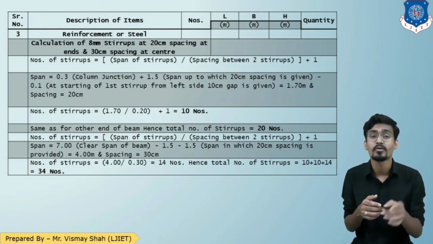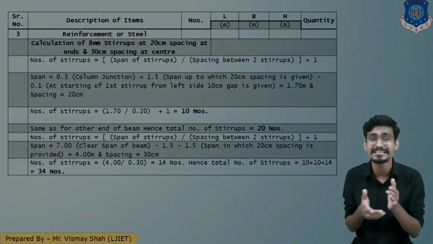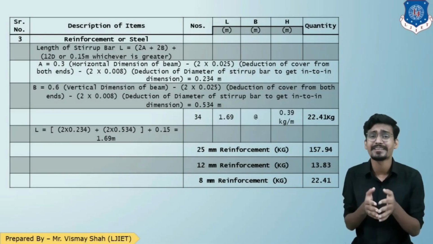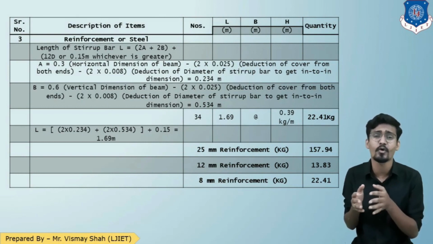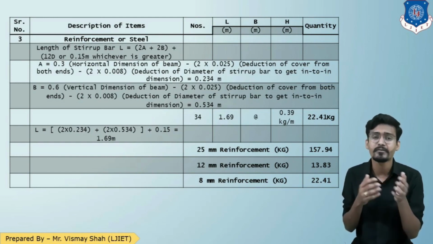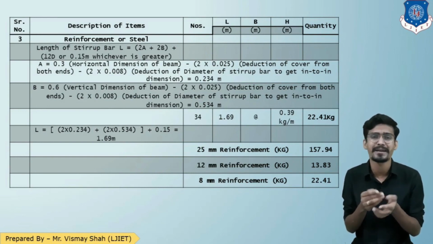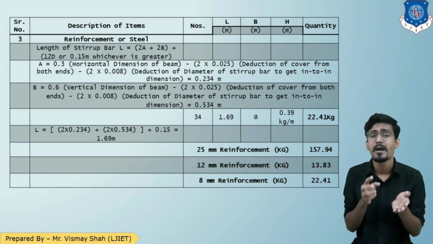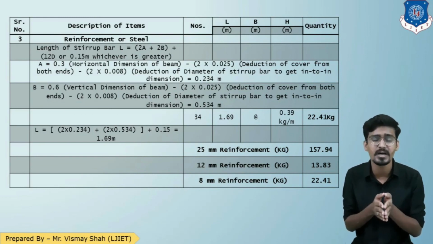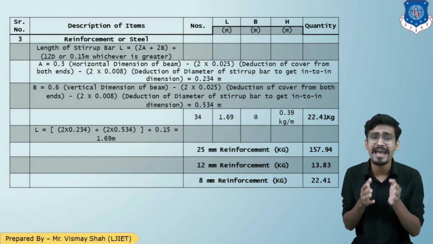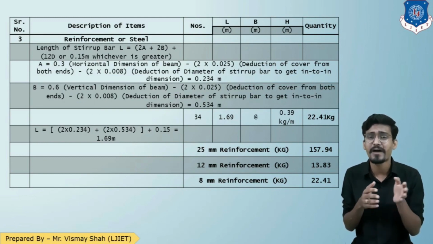Now we need to find out the length of the stirrup bars. Let us see. We know the formula for the length: 2a plus 2b plus 12d, or 24d if there are two sides, or 12d or 0.15 meter, whichever is greater. Now we need to find out A. A is the vertical total depth of the beam minus 2 times cover minus 2 times the diameter of stirrups. B is the horizontal dimension of the beam minus 2 times cover minus 2 times diameter of the stirrup bar. So that is how we'll get A and B as 0.234 and 0.534.